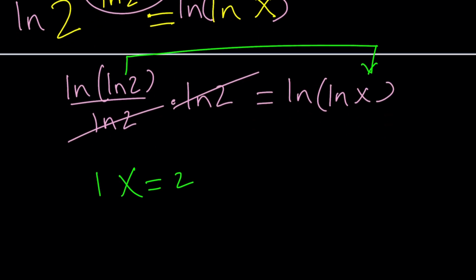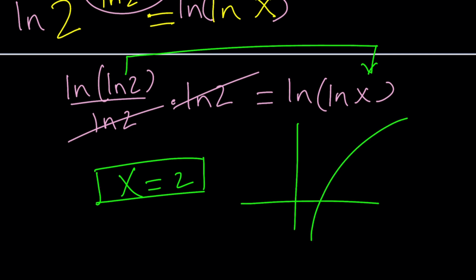But the question is, is this the only solution? And the answer is yes, because of the log function. If you think about it, it's 1 to 1, always increasing for the natural log, and this is 1 at the x-intercept. And as you know, there's an asymptote, right? So yes, x equals 2 would be the only solution.